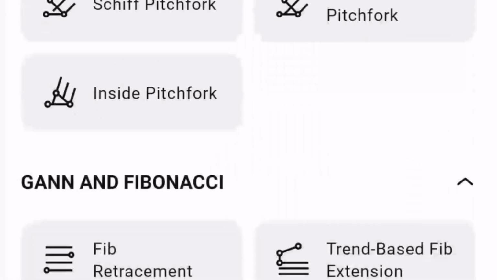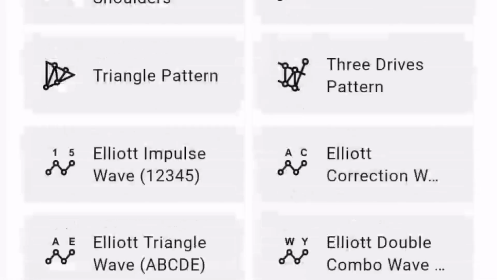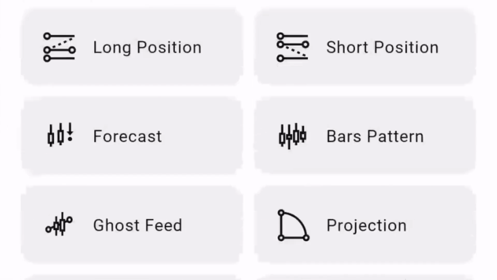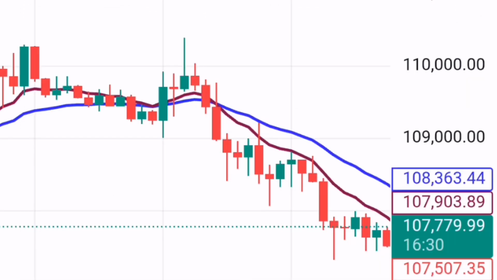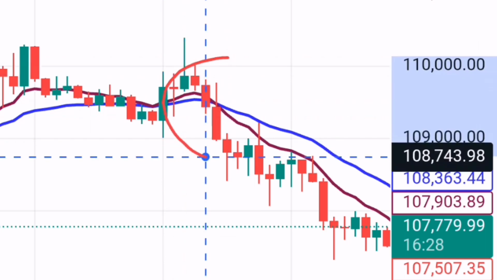Avoid revenge trading. If you lose a trade, take a break and stick to the plan. Proper risk management helps you survive losing streaks and stay in the game for the long run.